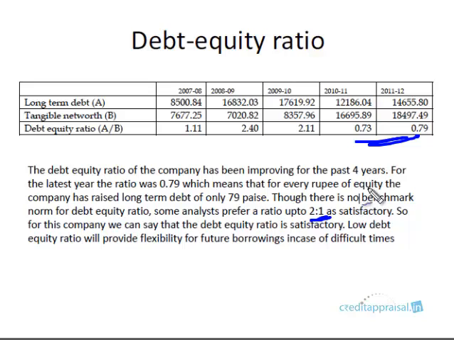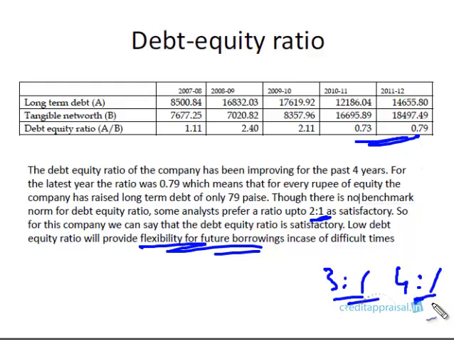So why is this important? Because in case this company wants to raise finance, a low debt equity ratio will be a positive point for the banker, right? Because a low debt equity ratio will be providing flexibility for future borrowings, right? But if already the company has got a very high debt equity ratio, say 3:1 or 4:1, and now it wants additional funds from the banks, banks will be reluctant to finance additionally, because debt equity is already high. Okay, so a low debt equity ratio is always a positive from the bank's point of view. So this company, less than 1 debt equity ratio, is a positive sign.